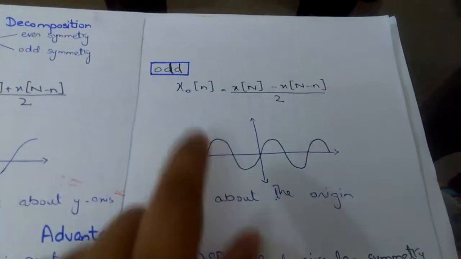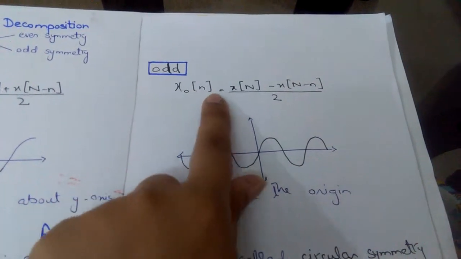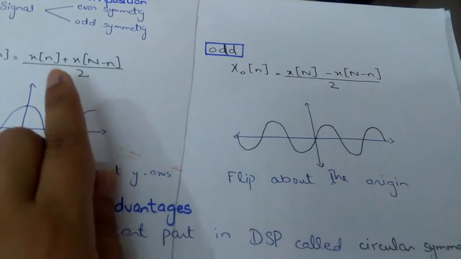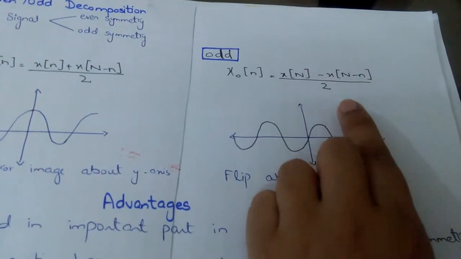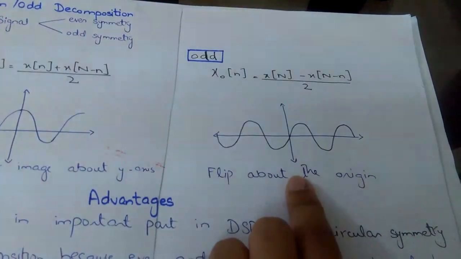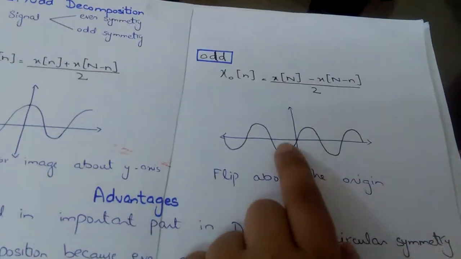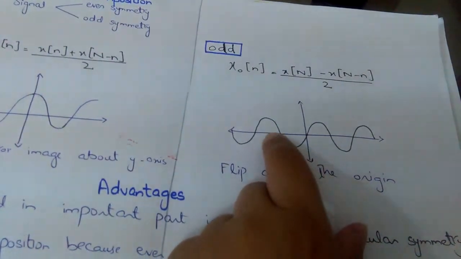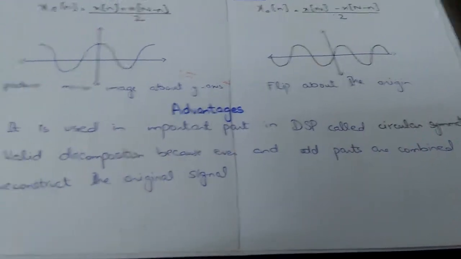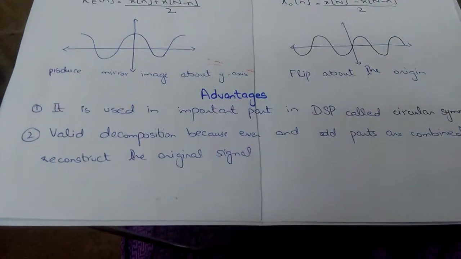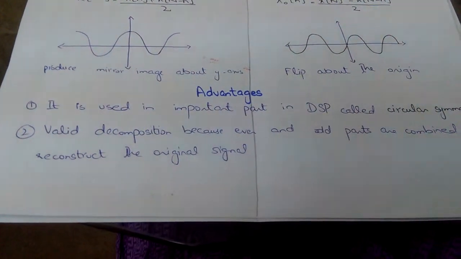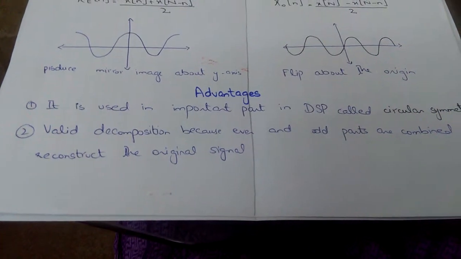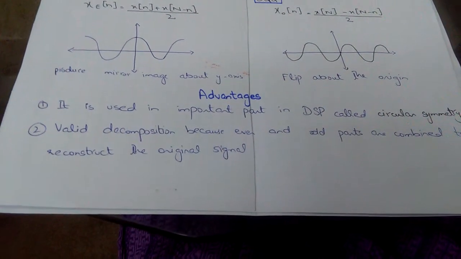Second is odd. x_o[n] is equal to (x[n] minus x[-n]) divided by 2. What we obtain from this is that it flips about the origin. You can see that this is the signal and it is flipped about the origin, that is, inverted. Its advantages include: it is an important part of DSP called circular symmetry, and it is a valid decomposition because even and odd parts are combined to reconstruct the original signal.